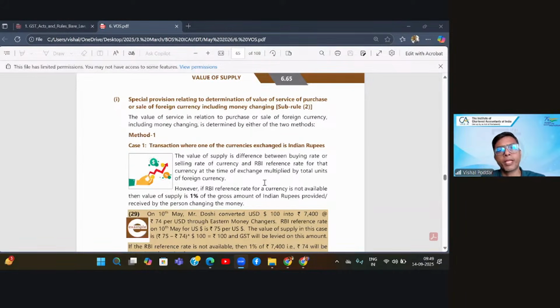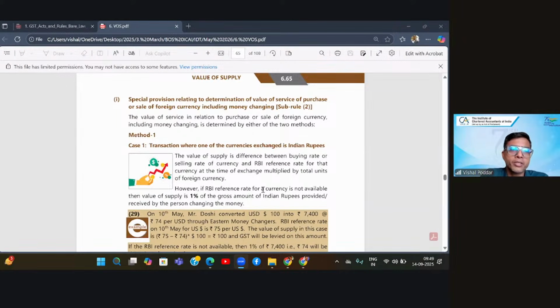However, if the RBI reference rate for a currency is not available, then the value of supply is 1% of the gross amount of Indian rupees provided or received by the person changing the money. So simple. What is the first method? As I said, when a bank has to give me dollars, the bank will also get the dollars from someone, maybe RBI or some bigger bank, and definitely at some lower price so that that bank can also earn. So the first value is simply this difference.